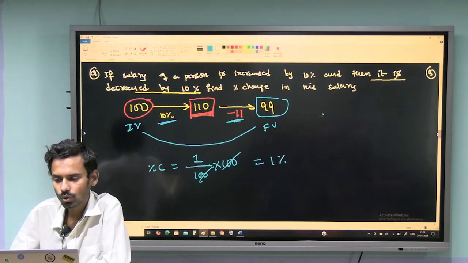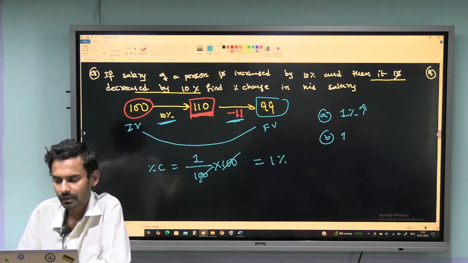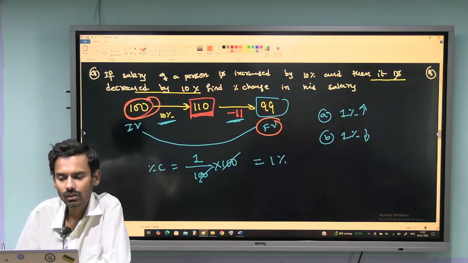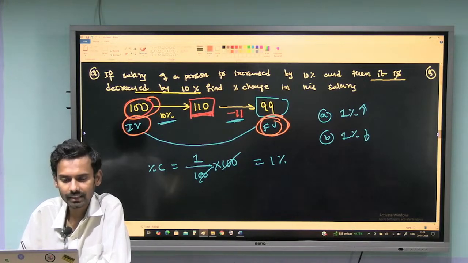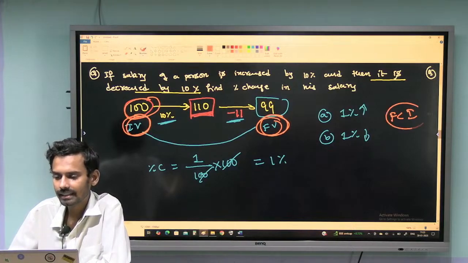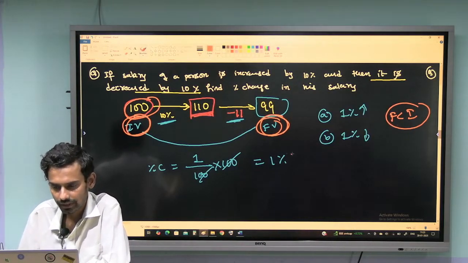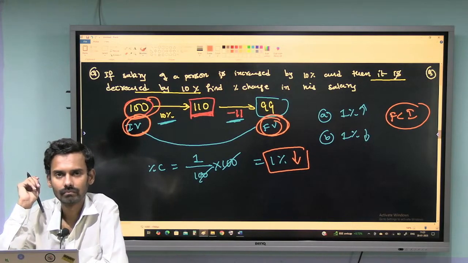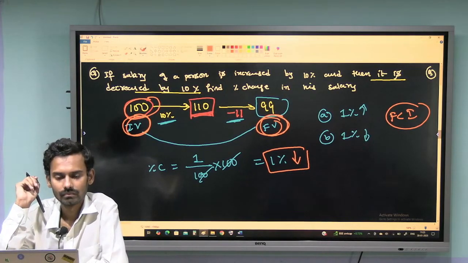Now if I give you two options, option A 1% increase, option B 1% decrease. If we observe here, the initial value is more than the final value, or in other words, the final value is less than the initial value. When the final value is less than the initial value, we call it a decrease. So your answer will be 1% decrease. Clear?